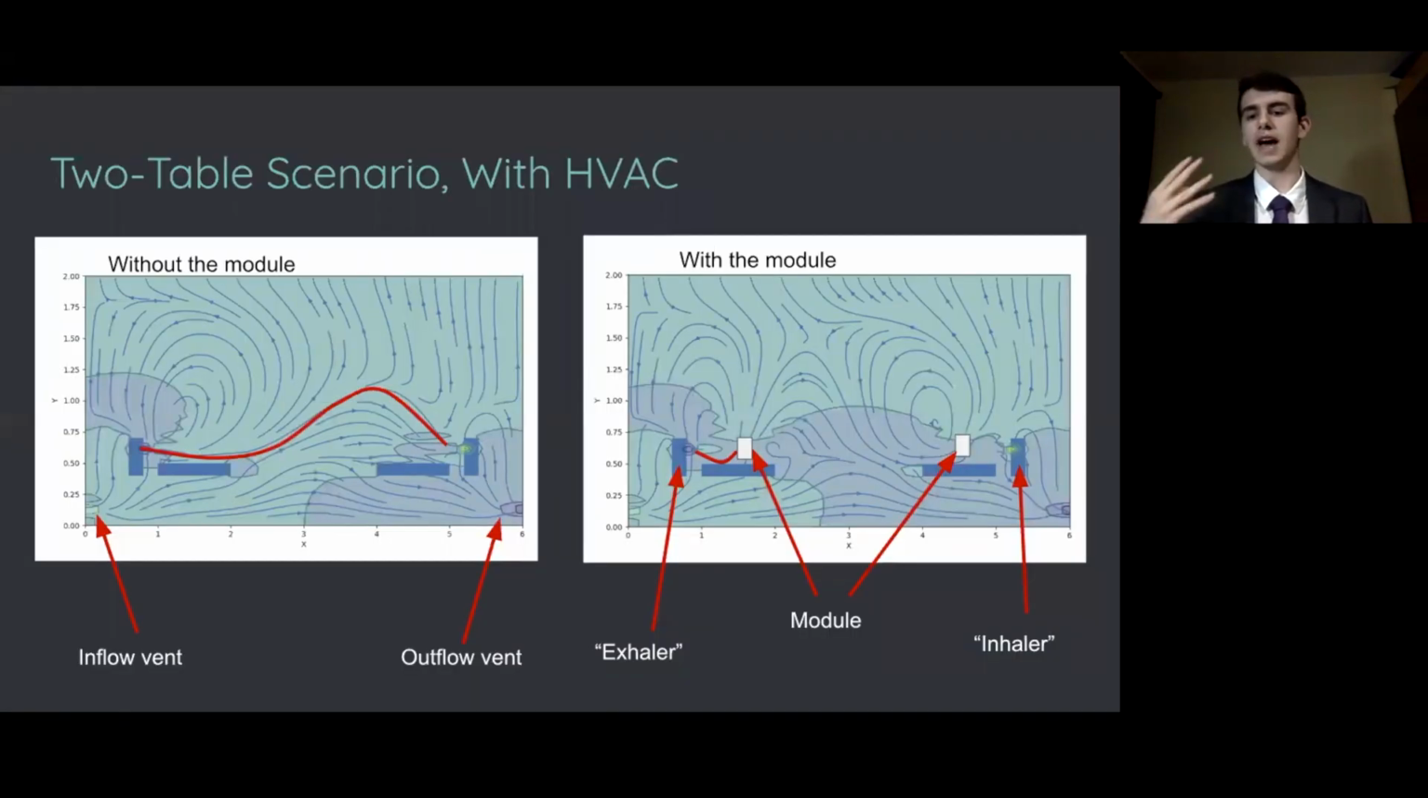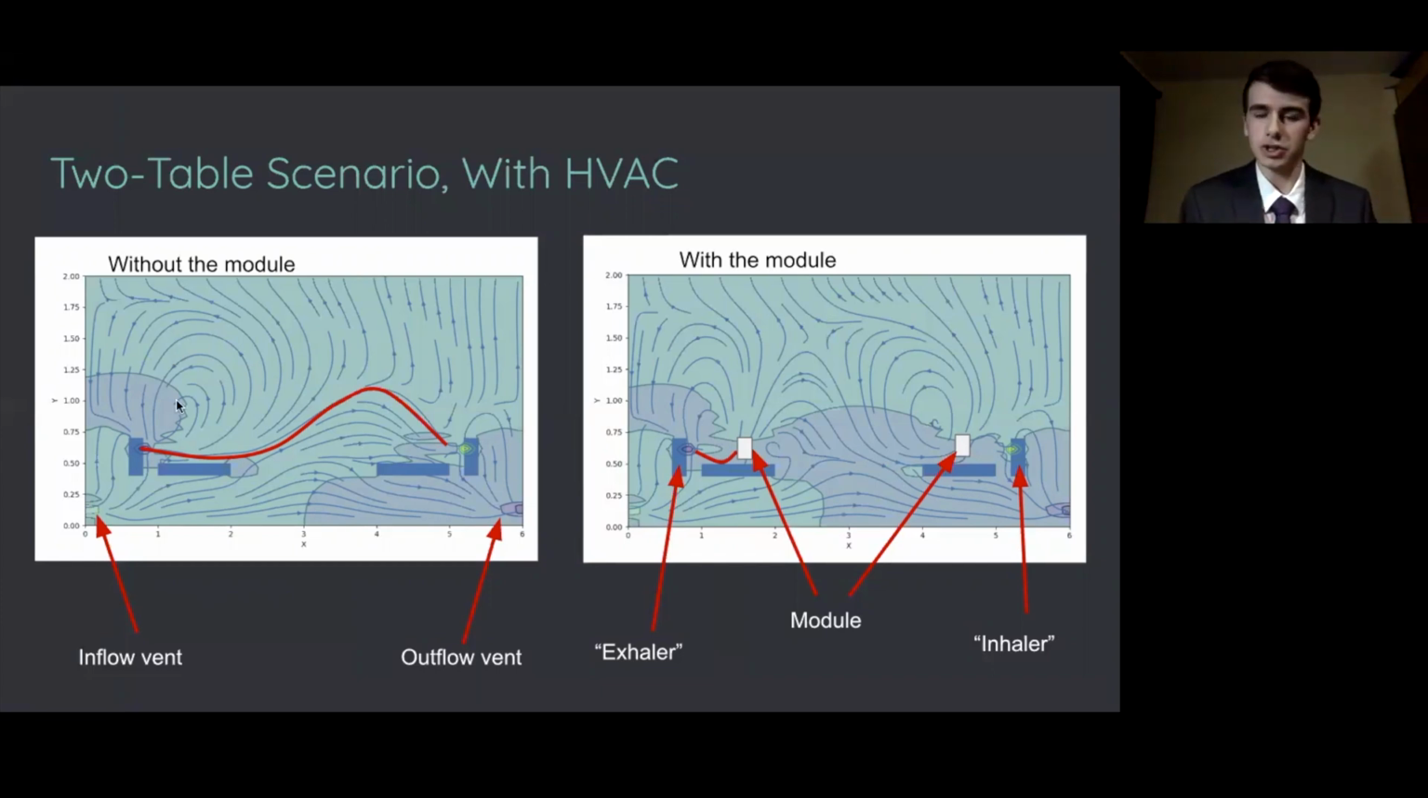But in order to look at a more complex situation, we looked at a room reminiscent of the Guangzhou restaurant where we had ventilation coming from the left to the right. Here you can see the vents. And we had people sitting on opposite ends of this room at opposite tables. And we asked ourselves, if one person is exhaling on one end and another person is inhaling, is it possible that there's a line of transmission caused by the HVAC system? And what we found is that, yes, there is.